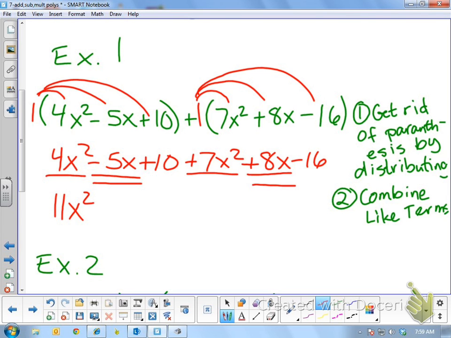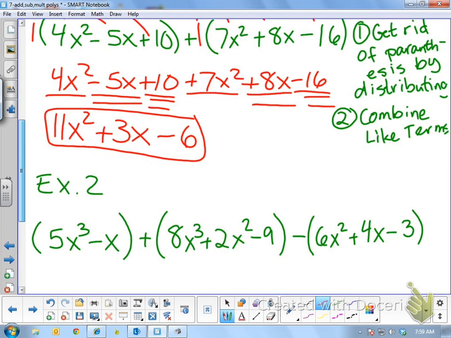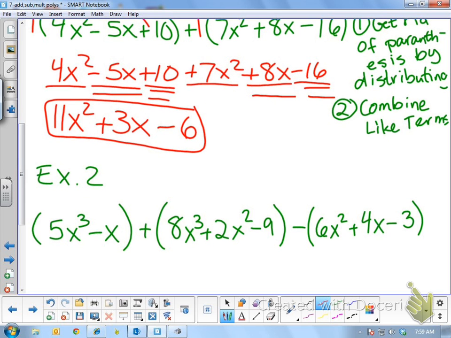What's negative 5 plus 8? 3. And then we combine our last terms, positive 10 and negative 16. 10 minus 16 is negative 6. So again, this is fairly straightforward. Okay, so the only thing different is when we have a negative. A negative value can affect what we're doing.